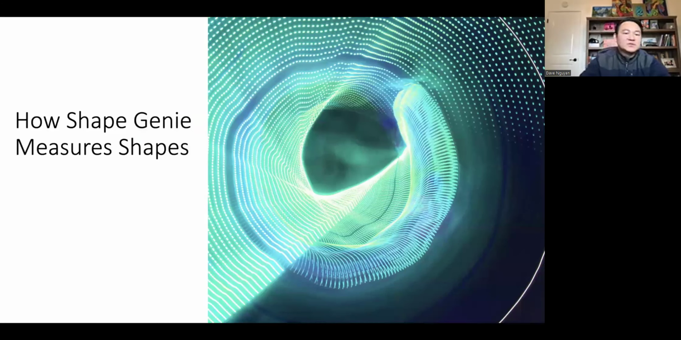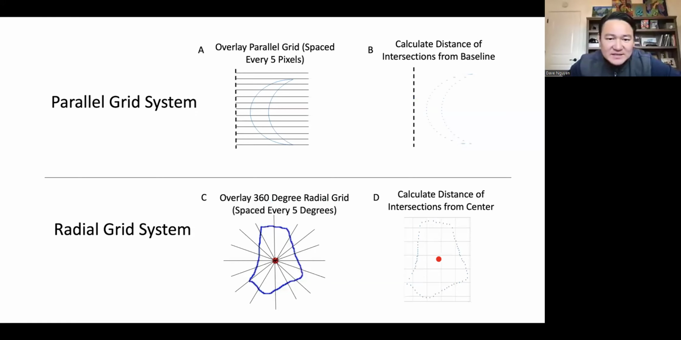So we then move on to talk about how ShapeGenie measures shapes in ways that are very unique. Well, the overall idea is that here we have 2 shapes, on top a crescent and at the bottom just a closed blob shape. We have 2 choices of grid systems. At the top, we overlay a parallel grid of lines. At the bottom, we overlay a radial grid of lines.